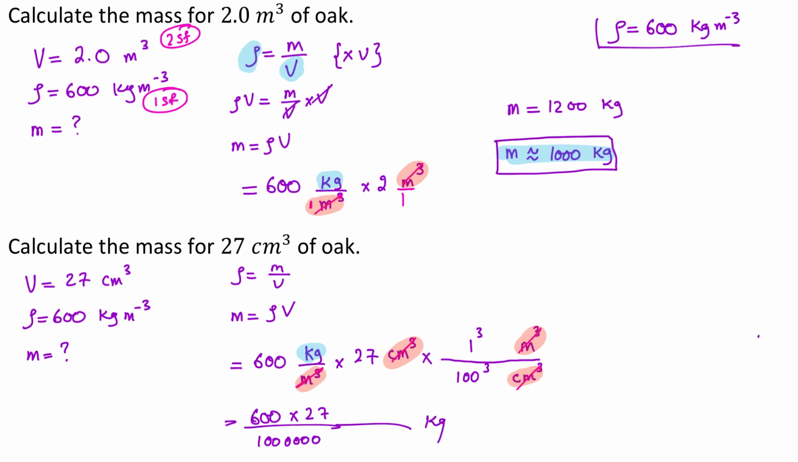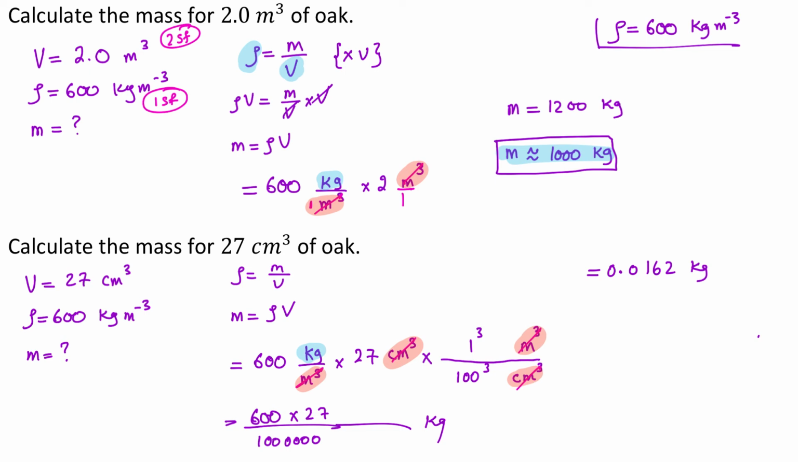Now I just put this in my calculator. I have the numerator as 600 times 27 divided by a million, and I should get a value of 0.0162 kilograms. Is that my final answer? Well, it kind of is, but I need to worry about my significant figures.